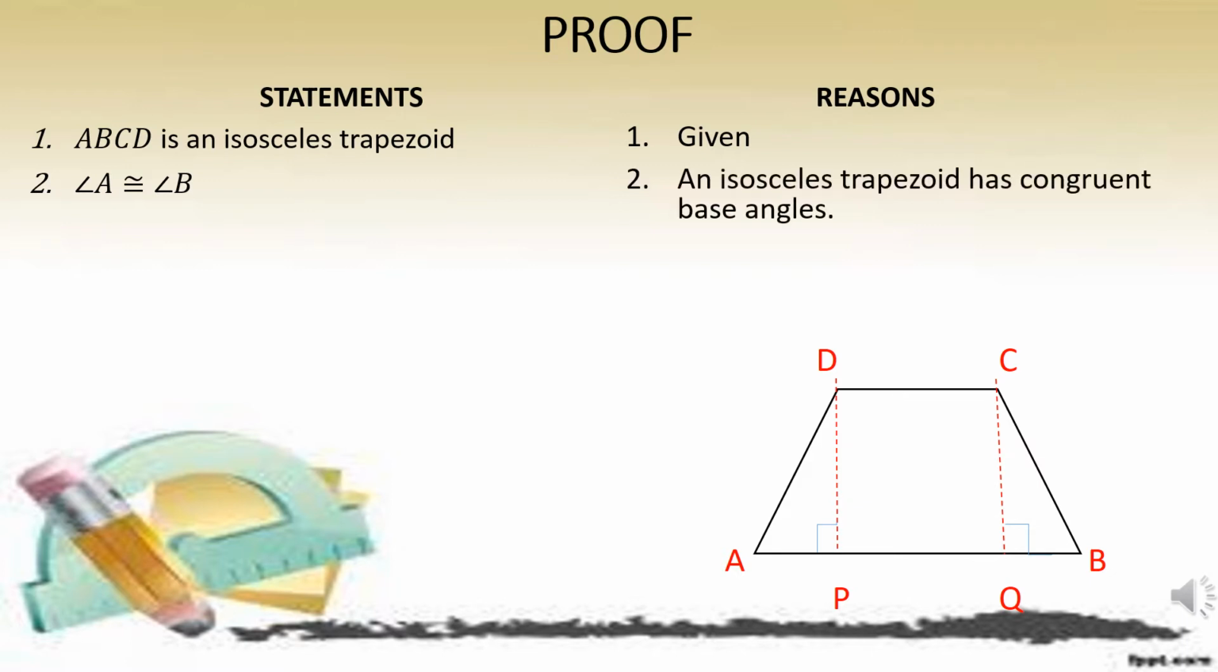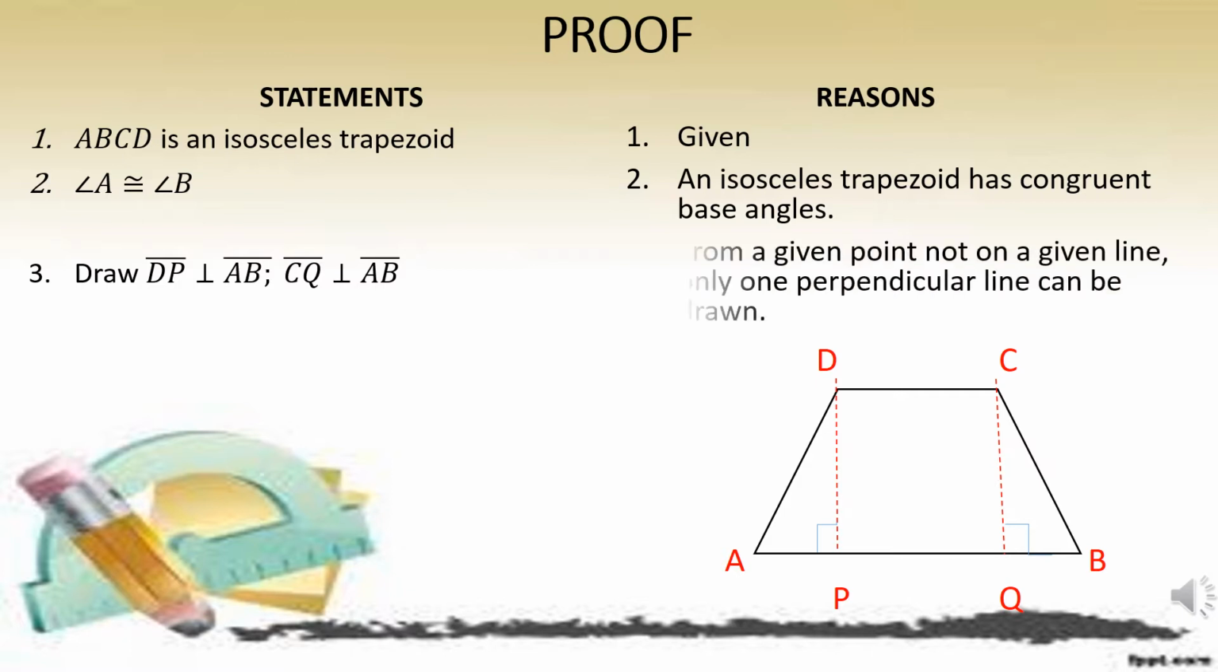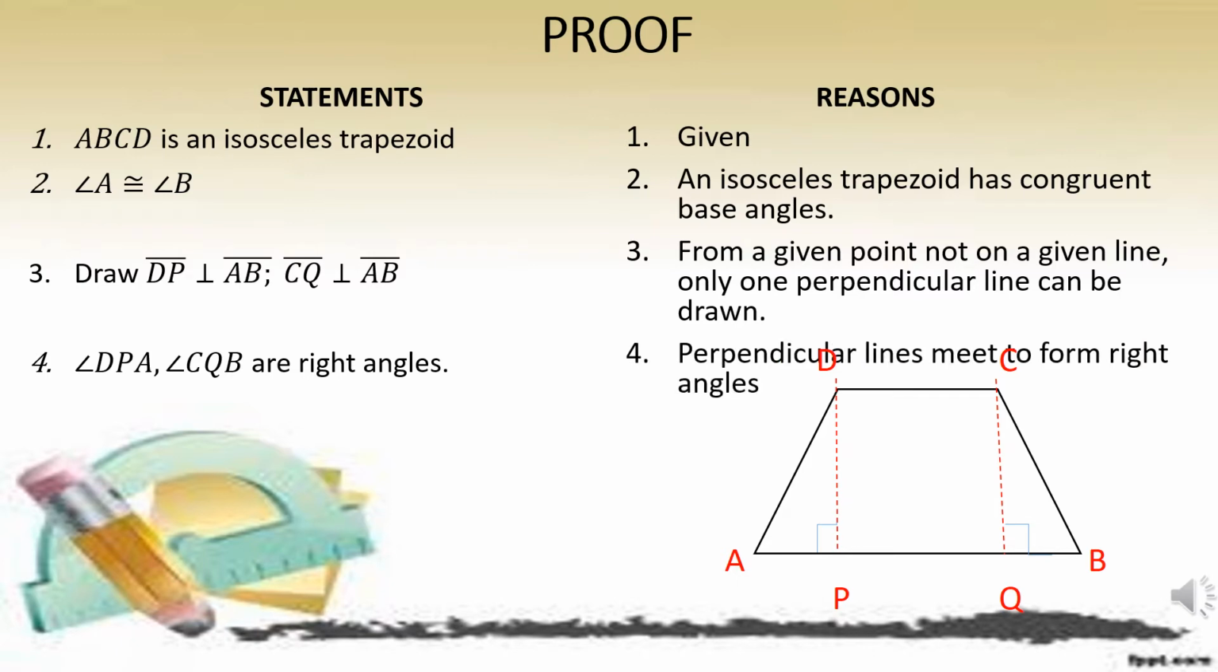Third statement, draw line DP perpendicular to segment AB and segment CQ perpendicular to segment AB. Reason, from a given point not on a given line, only one perpendicular line can be drawn. Fourth statement, angle DPA and angle CQB are right angles. Reason, perpendicular lines meet to form right angles. And number 5, angle DPA is congruent to angle CQB, and the reason is all right angles are congruent.